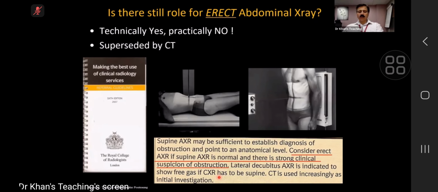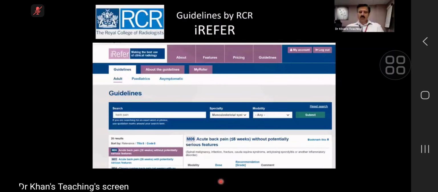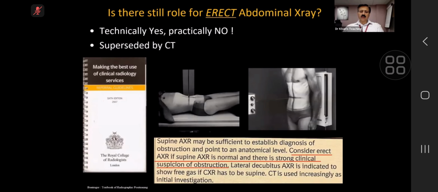What is an erect film used for? The main role of an erect film is intestinal obstruction, and I will come back to this.